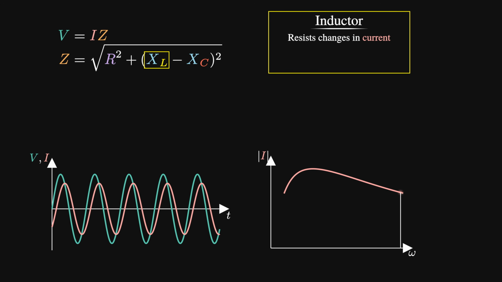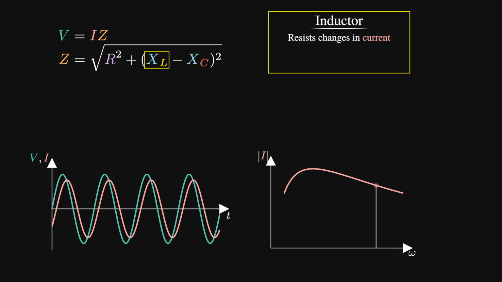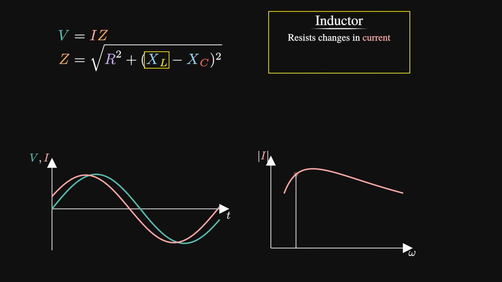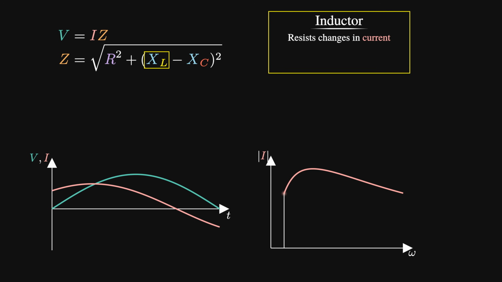The faster the current tries to change, the more strongly the inductor opposes it. This means that inductors resist high-frequency signals more strongly than low-frequency ones. In other words, the reactance of an inductor scales with frequency, where XL is simply omega times L, the inductance. So the inductive reactance increases linearly with frequency.